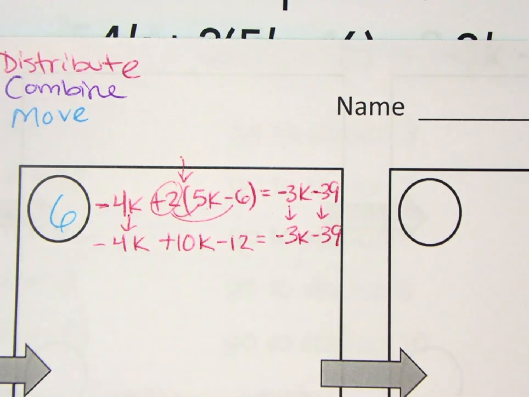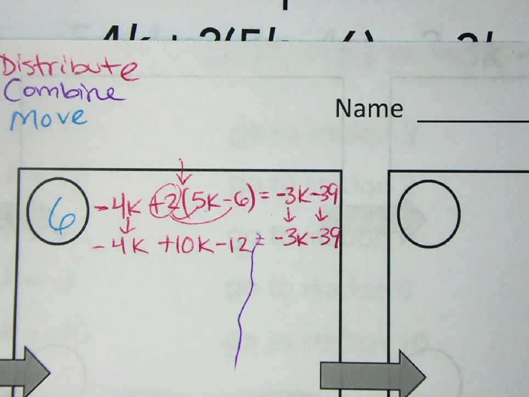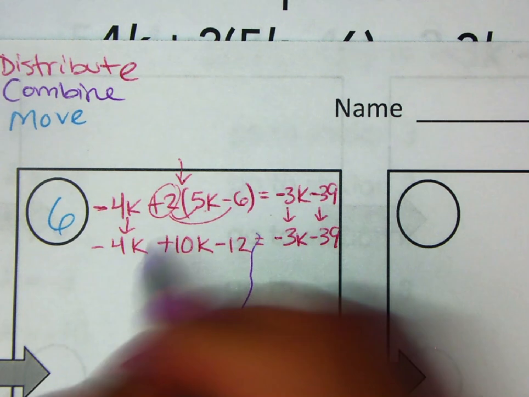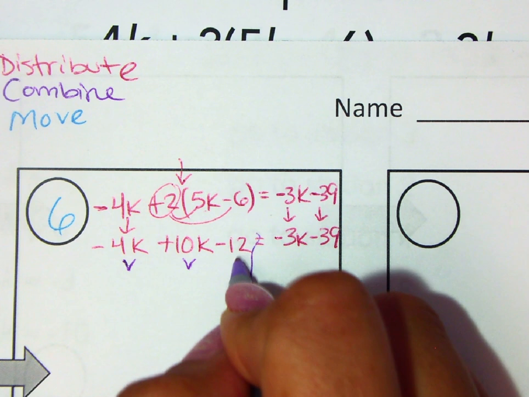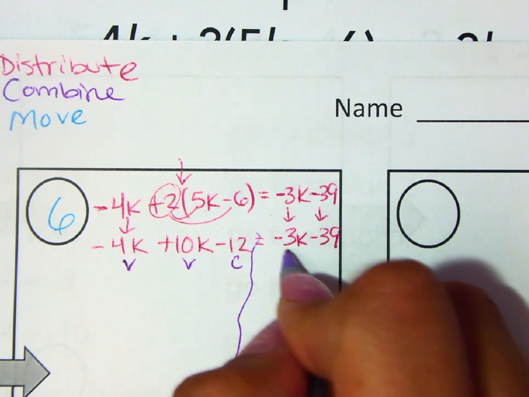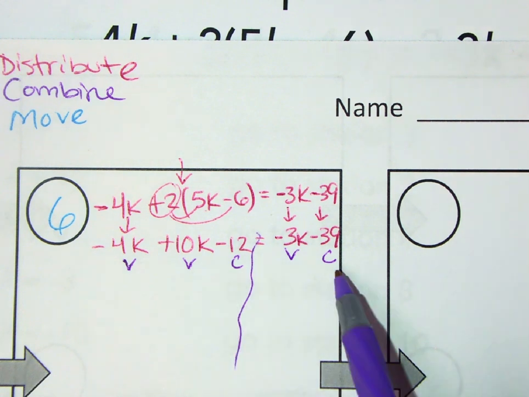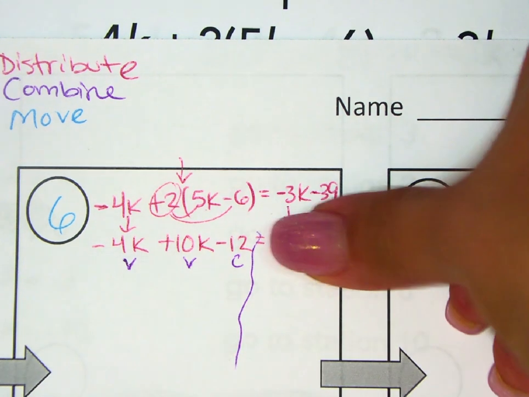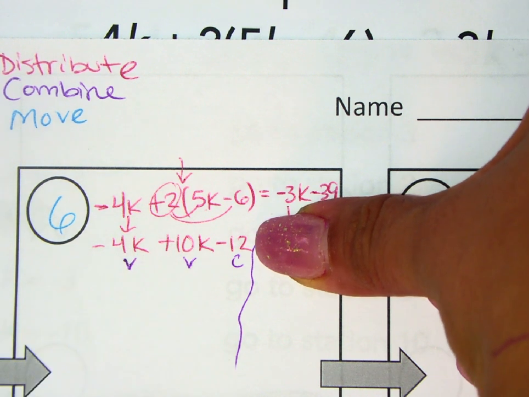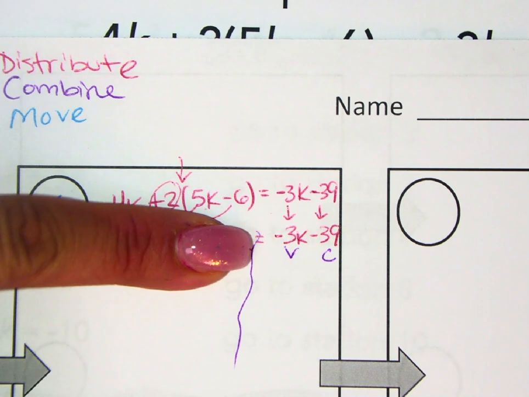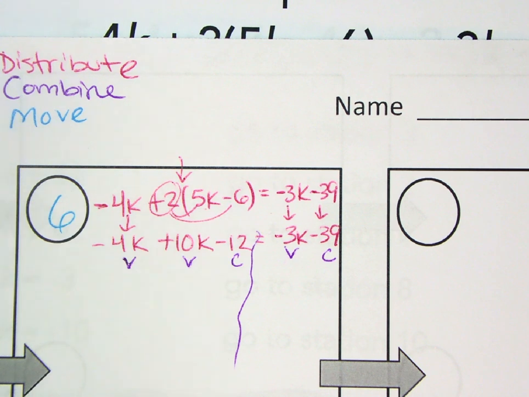All right, the next step is to combine. So we are going to draw that wall and identify what we have. So -4k is a variable, 10k is a variable, 12 is a constant, 3k is a variable, 39 is a constant. As you label these, you realize that if you look at the left side only, you have two variables, so you can combine those two. On the right side, we only have a variable and a constant, so you cannot combine those two.